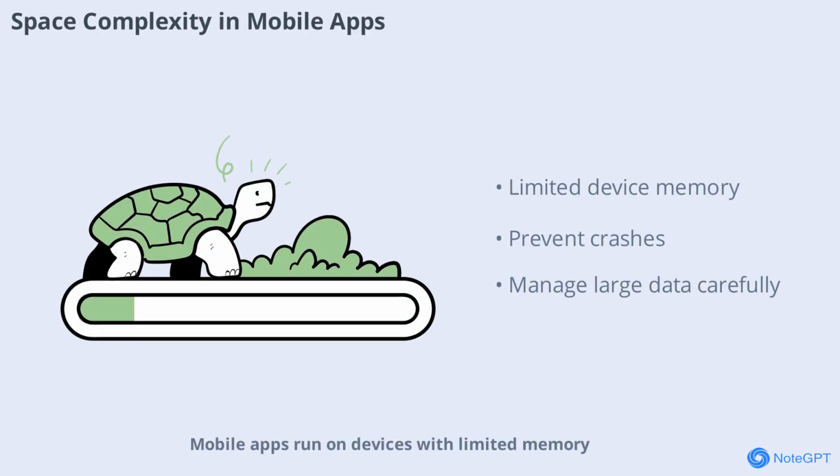Mobile apps run on devices with limited memory, making space complexity a top priority. Efficient algorithms ensure smooth performance and prevent crashes. Developers must carefully manage memory, especially when handling images, media, or large datasets.